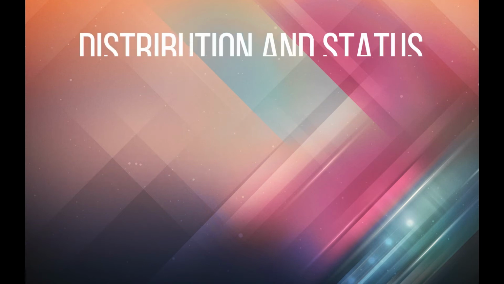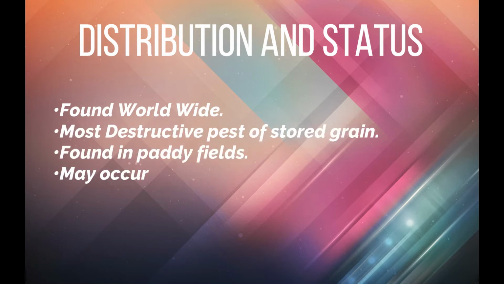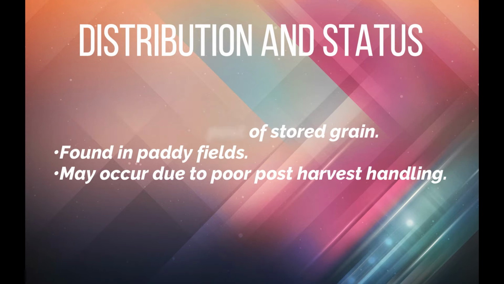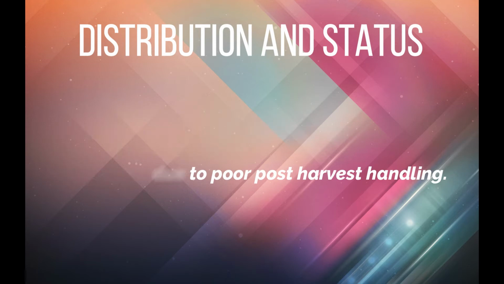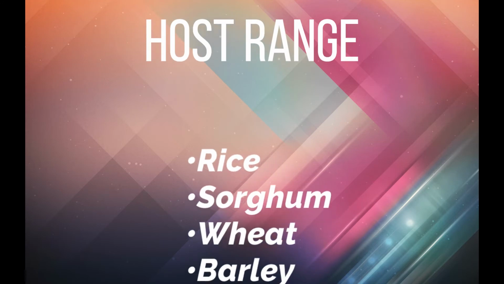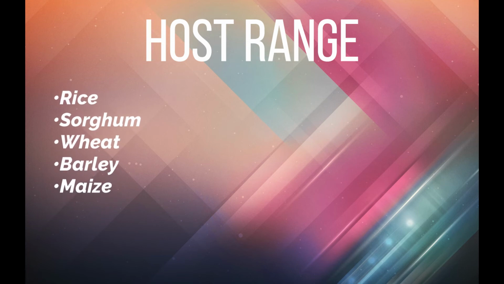Distribution and status. It is found worldwide. It is the most destructive pest of the stored grain. The rice weevil may be found in the paddy fields as well and may occur due to poor post-harvest handling. Host range. They may attack rice, sorghum, wheat, barley and maize.